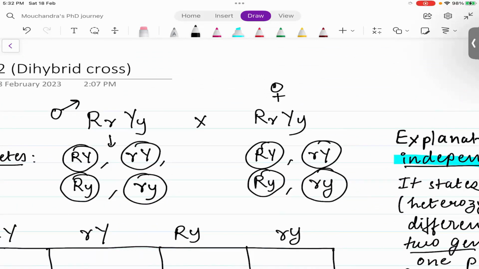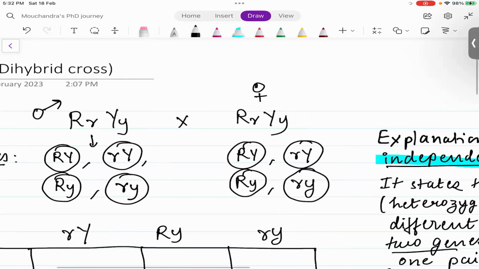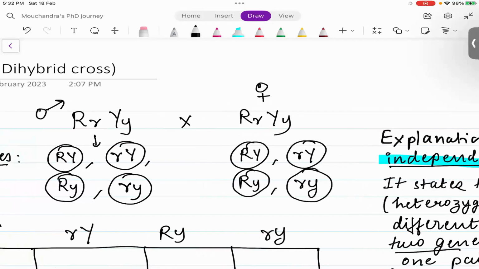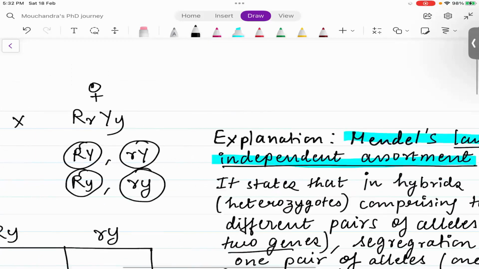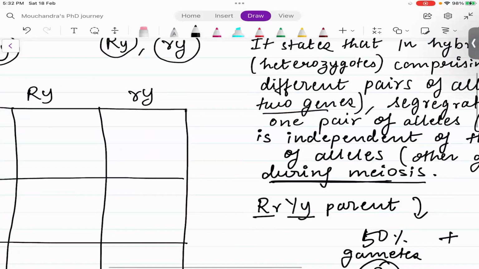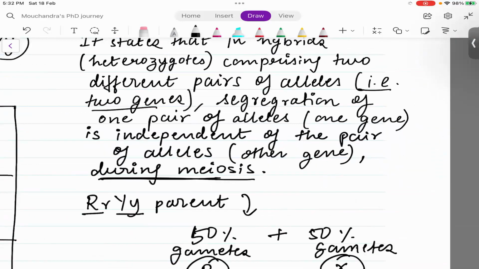Okay, these are totally independent events altogether. That is what this law says. And using this law only, you can understand how the gametes are formed. So this is the parent, which is a heterozygous or hybrid parent.